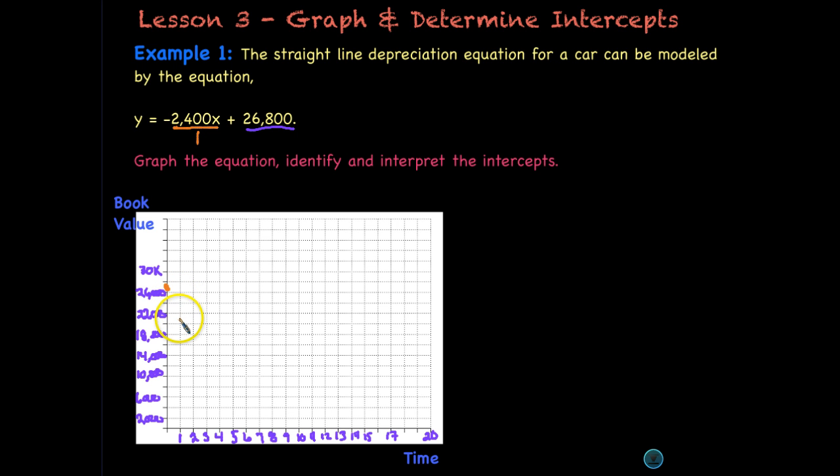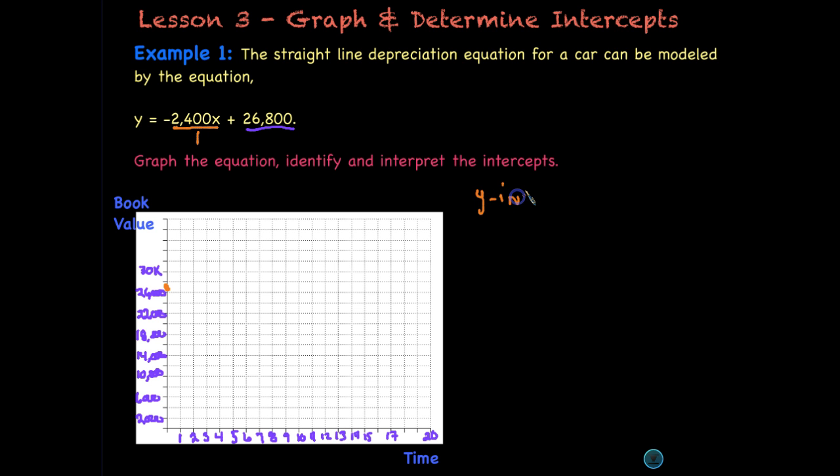We could drop down another 2,400 over 1 year and make another point. But really, what we're mostly interested in are the intercepts. So what I want to do is find... I know my y-intercept now, right? My y-intercept is going to be 0, 26,800. So let's go ahead and write that.